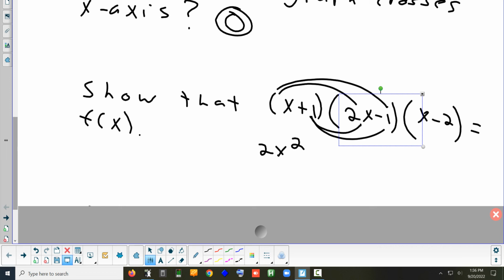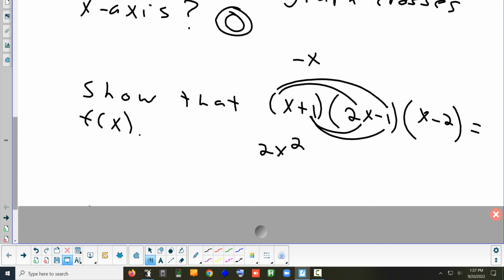If it was x times positive 1, it would be x. But what's x times negative 1? Negative 1 what? Yep, so I'm just going to put negative x. You can also put negative 1x. I'm going to do this off to the side.